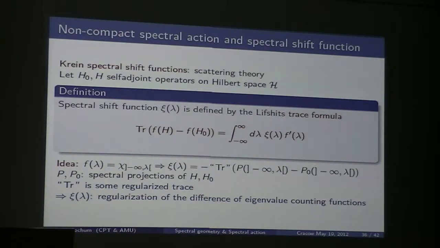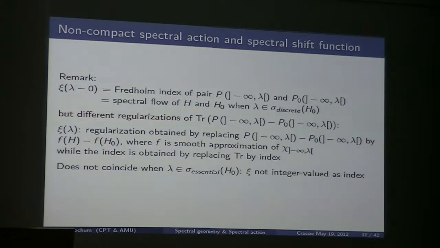So this psi of lambda is a regularization of the difference of the eigenvalue counting functions. Here you can see that this has been used in many different situations. Psi of lambda minus is also the Fredholm index of this pair of projections, and it is also the spectral flow of H compared with H naught when lambda is not in the discrete spectrum.